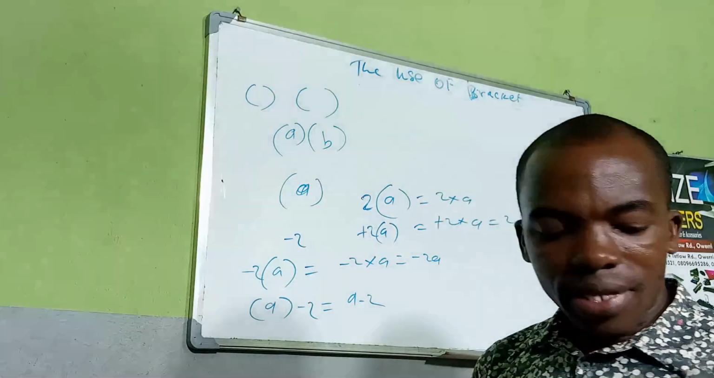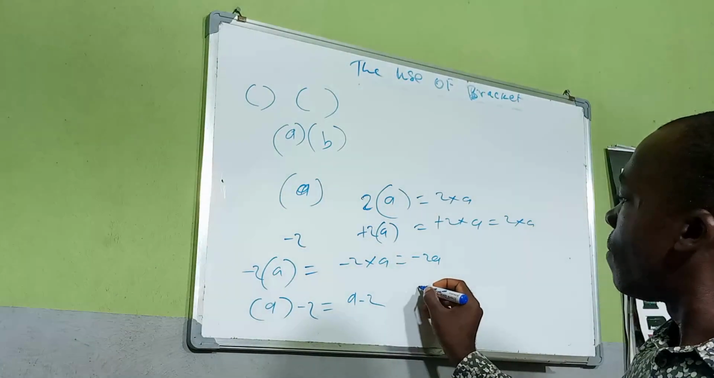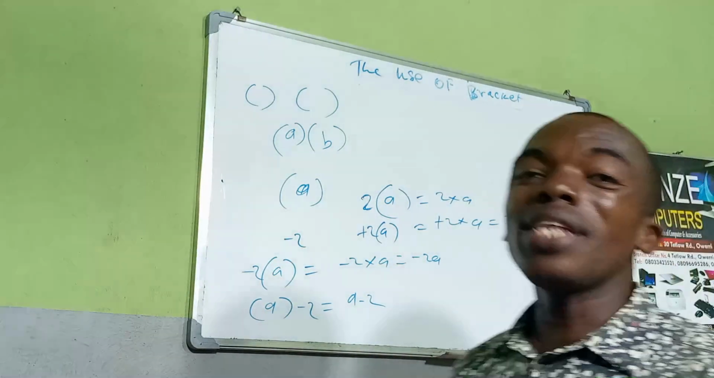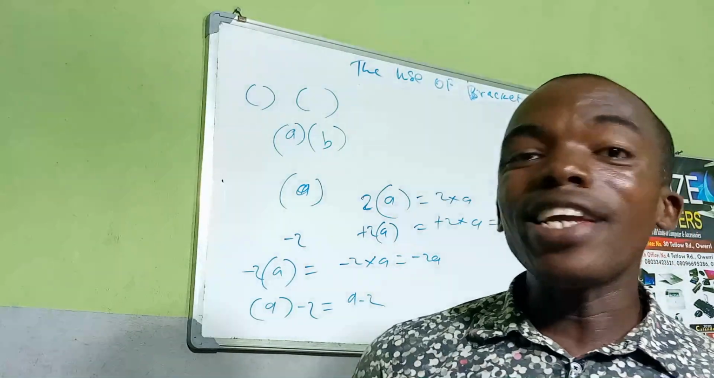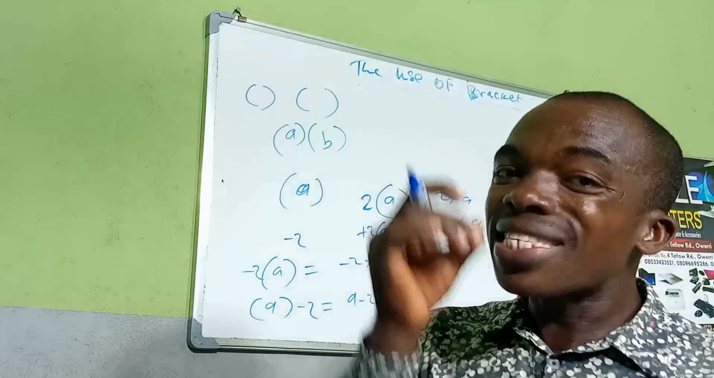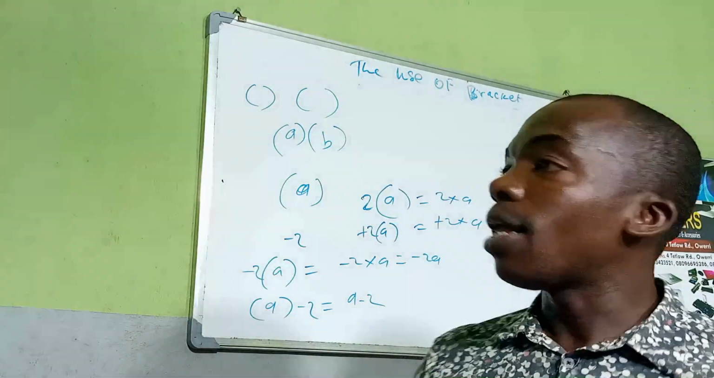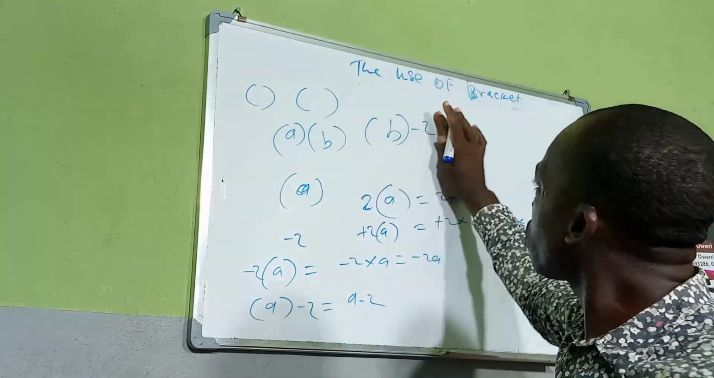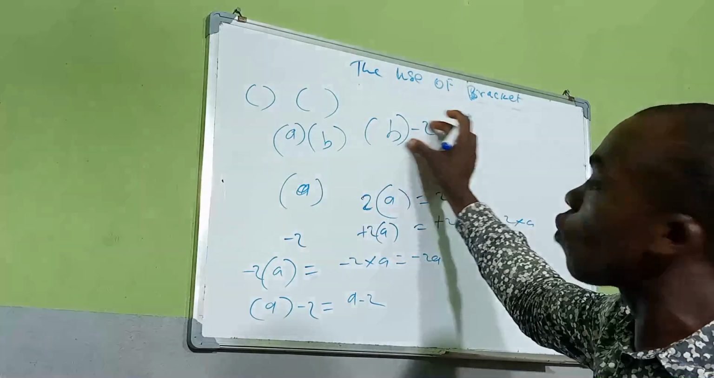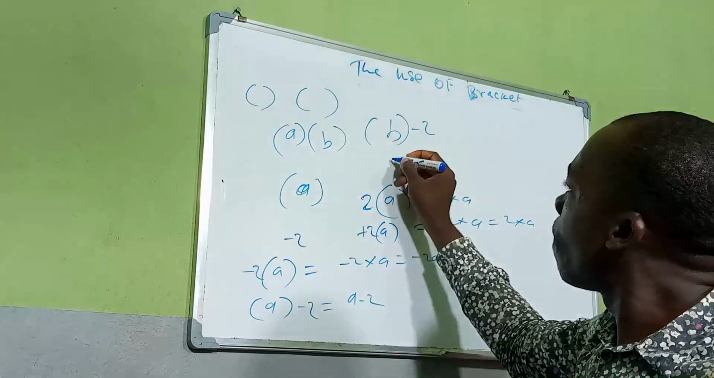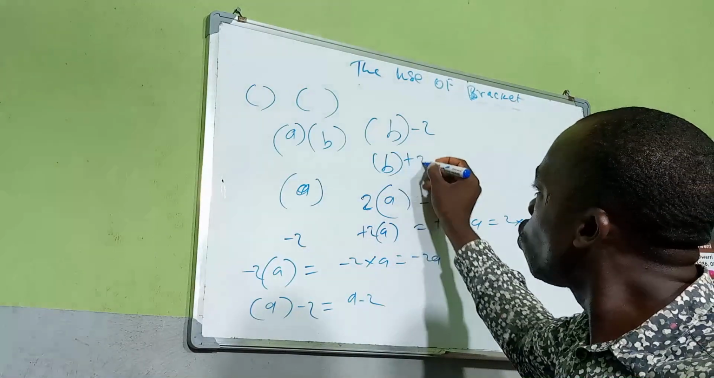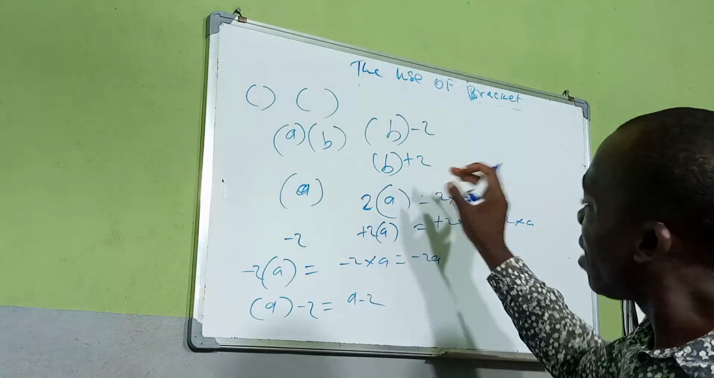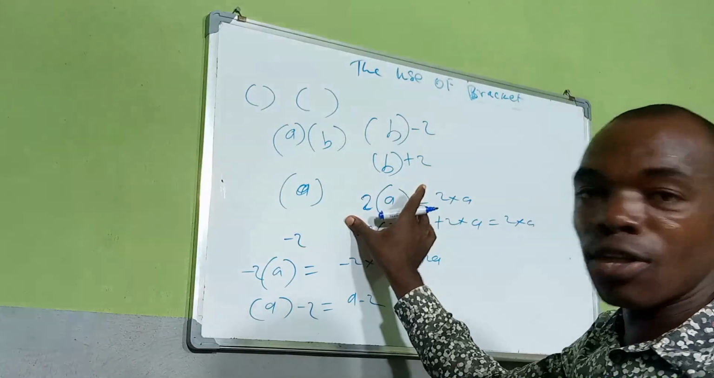You understand? So I'm trying to tell us that if we have any number in front of a bracket, that number is multiplying that bracket. But if we have that number with a sign at the back, it's no longer multiplying the bracket. If we have b close bracket, now -2, this is no longer multiplying this bracket. This is subtracting 2 from b. Or if we have b close bracket +2, this one is adding 2 to b. So these two are not the same.